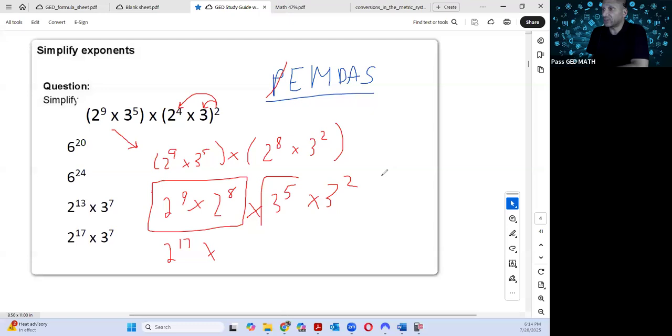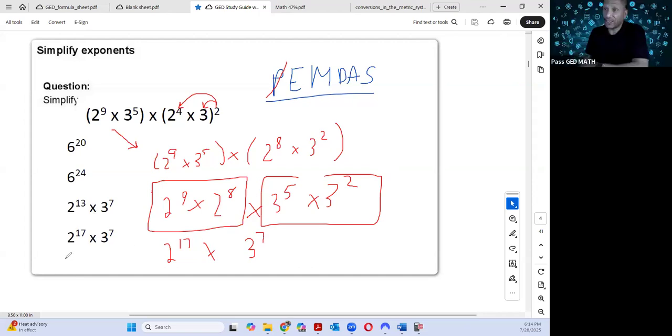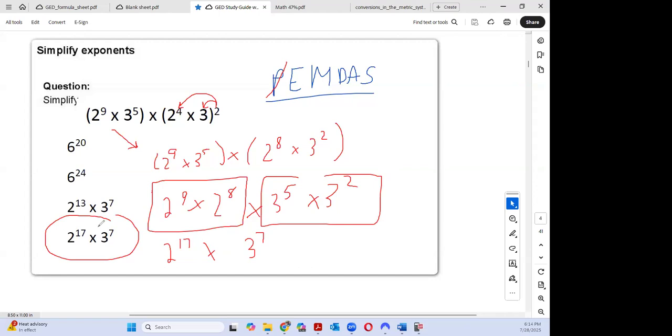Now, what can we do with these? 3 to the 5th times 3 to the 2nd. You're going to add the exponents, 5 plus 2 is 7. So 3 to the 7th power. We add the exponents, and that's our final answer. Now, watch this. I want to show you something.